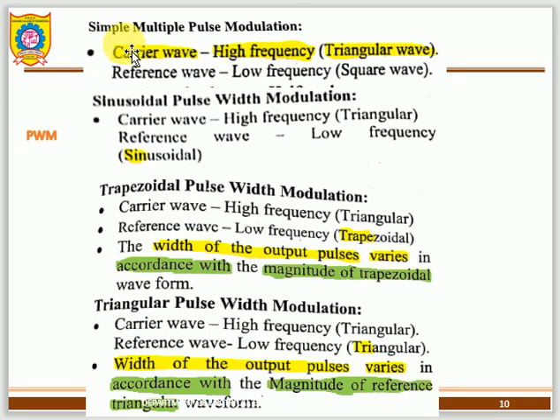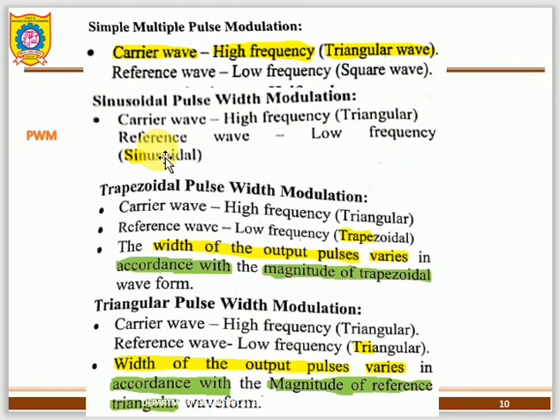The first one is simple, or multiple, pulse width modulation. Here I apply a high frequency triangular wave and a low frequency square wave. The carrier is a triangular wave, which is constant. For the reference wave, I apply the square wave. When I apply the square wave, it compares these two.